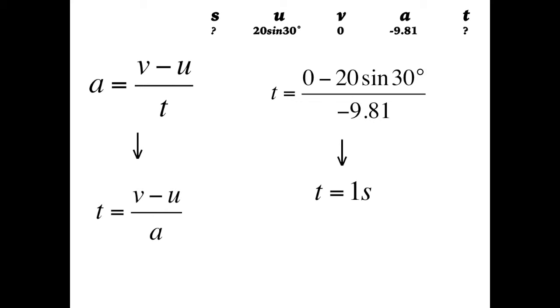But 1 second is only half of the motion, and because we want to find the time for the full projectile motion, we need to multiply by 2 to double the half of the motion. And because we multiply 1 by 2, we will get the time as 2 seconds, which means that for the full projectile motion, we get 2 seconds.